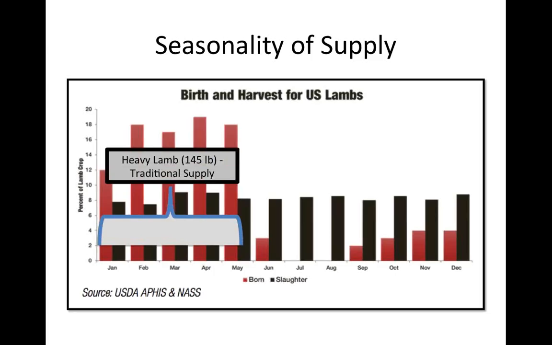But it kind of even gets more complicated from there, because we have two different supplies of lambs. We have a traditional supply of lambs, which are heavier lambs. Target weight would be 145 pounds. This will be live weight going to harvest. And most of those traditional lambs are going to take in the neighborhood of a year to reach market.